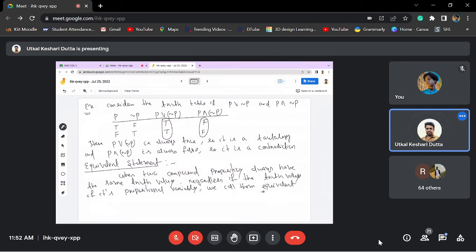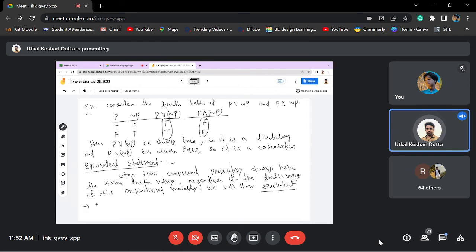That means if for two compound propositions we find the truth table, and both compound propositions have the same truth values, then we can say these two compound propositions are equivalent to each other. Equivalent means the truth columns of both compound propositions will be identical.